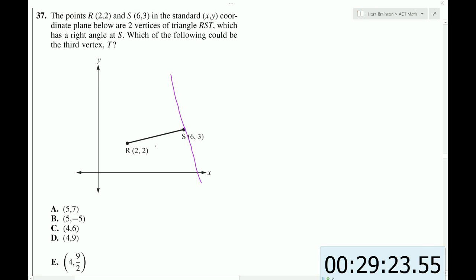So, in fact, we don't even need the equation of the line, we just need the slope. So the slope formula is change in y over change in x. So the change in y goes from 2 to 3, that goes up 1. The change in x goes from 2 to 6, that goes up 4. So now we take a negative reciprocal of this. So the reciprocal would give us 4, and then we negate. So we know the slope is going to be negative 4, or you can also think of it as negative 4 over 1. So we can go down 4 and over 1.